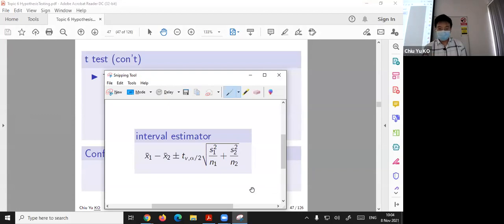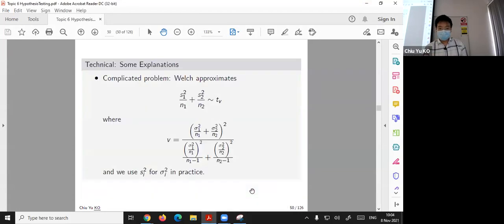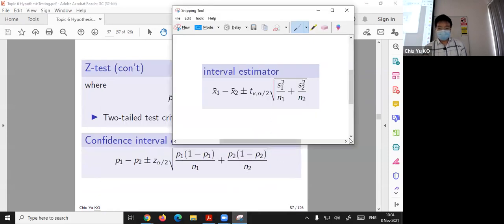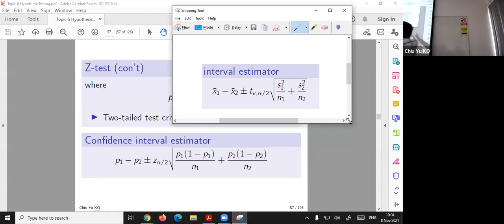This one is the one from unequal variance. Okay, and then you ask, here I have the confidence interval coming from the unequal variance. Why is that the case? Because when you construct a confidence interval, you don't have the luxury of the null hypothesis, of assuming they're the same. So you cannot pool them together as above.